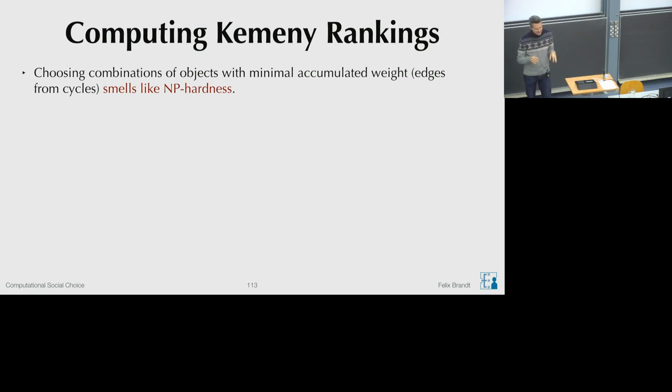The intuitive reason before we look at the formal proof of this is really just that if you want to find a combination of objects, as you do here, with minimal accumulated weight, so these objects would be edges from the cycles, that already smells like NP-hardness. So if you have seen some reductions, and maybe some of you are more familiar with computational complexity than others, but I would hope that at least everybody here has some basic understanding of reduction proofs and has seen problems like vertex cover or three set, which are known to be NP-hard. And computing Kemeny rankings, if you look at larger instances, already has the flavor of something that could be hard. But we want to make this more precise.